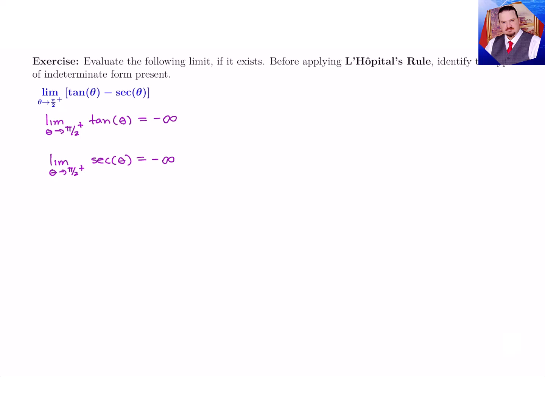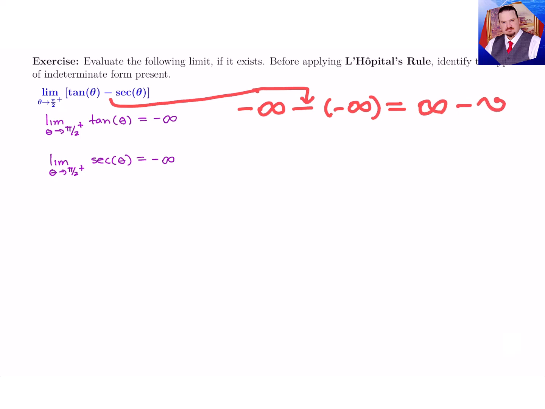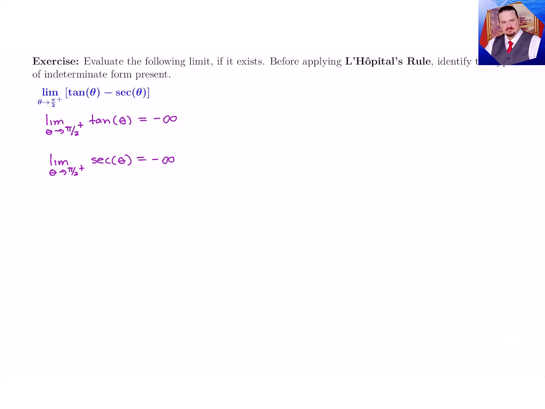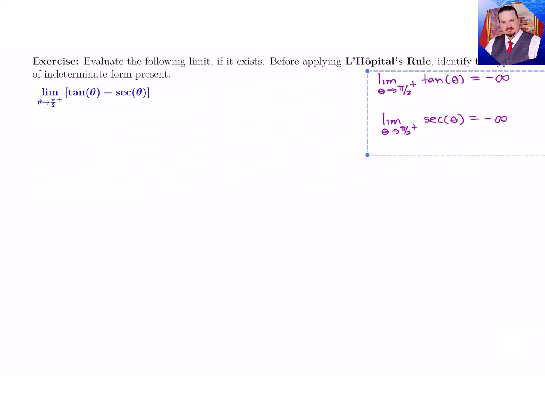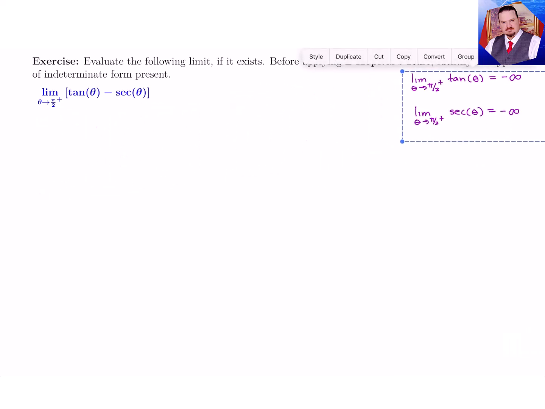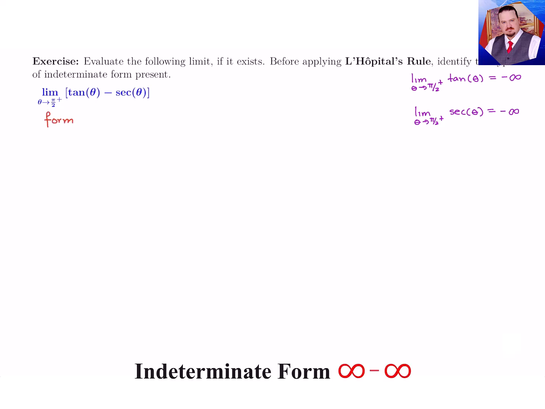So when we look at this form, you may think it's minus infinity minus infinity. That, of course, would not be indeterminate. But here, notice we would have minus infinity minus, that's this minus, negative infinity, and that's effectively infinity minus infinity form, which is indeterminate. Good. So this is one of the indeterminate forms that we're learning to consider.